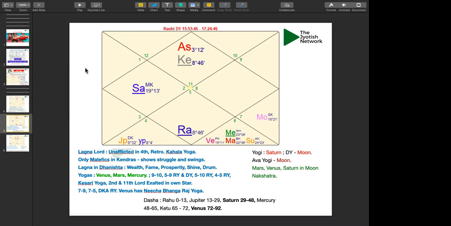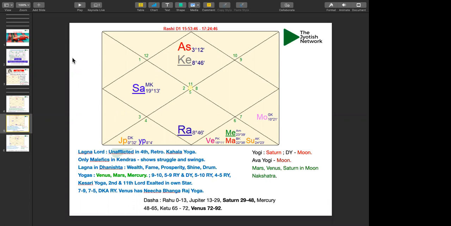So, a quick analysis for all of us. I've made the notes at the bottom, and we'll proceed in that direction. One of the first things we look for in a chart is the strength of the lagna and the lagna lord, because that's very important. So, we have an unafflicted lagna lord Saturn, who's retrograde, retrograde being a strength for a planet. It's a raw strength. It forms a Kahala Yoga, where the dispositor of the Lagna Lord is exalted, though not in an angle or a trine. We would like it to be there, but being exalted is a Kahala-like yoga.